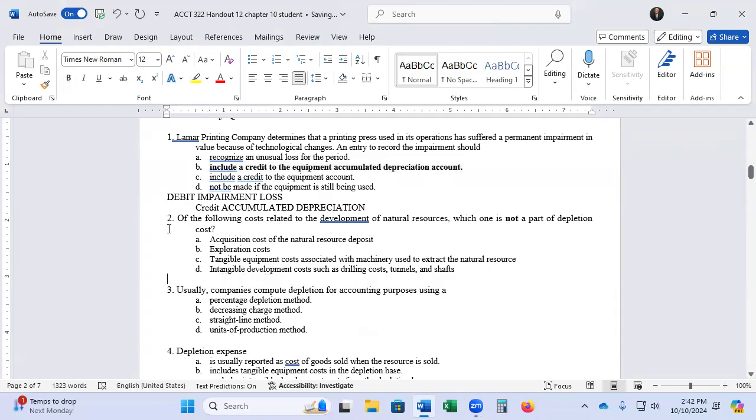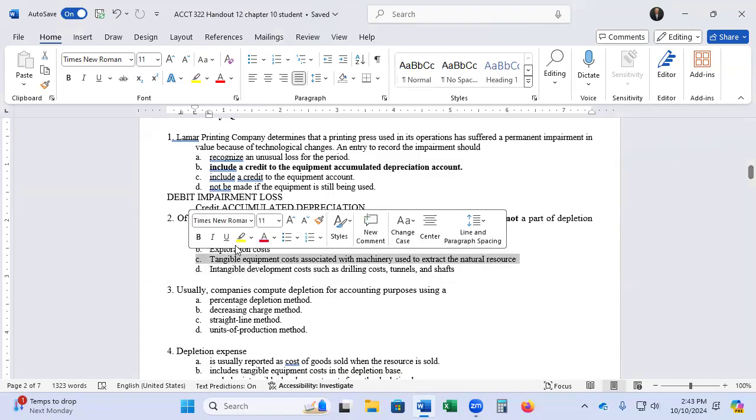Of the following costs related to the development of natural resources, which one is not a part of the depletion costs? So we have acquisition costs of the natural resource deposit. So that would be included. Exploration costs would be included in the base. If it doesn't result in finding anything, then they get expensed. But if you find something, then it becomes part of the base. Tangible equipment costs associated with machinery used to extract the natural resource.